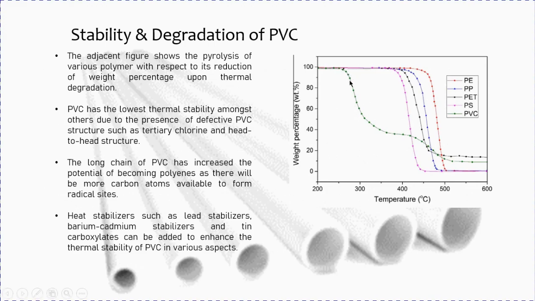PVC has the lowest thermal stability, amongst others, due to the presence of defective PVC structure, such as tertiary chlorine and head-to-head structure. The long chain of PVC has increased the potential of becoming polyenes, as there will be more carbon atoms available to form radical sites. Heat stabilizers such as lead, barium, cadmium, and tin carboxylates can be added.